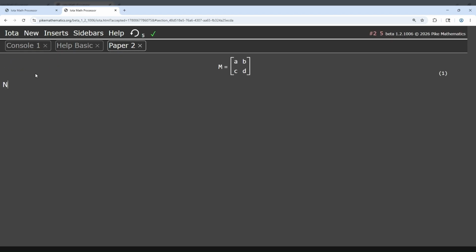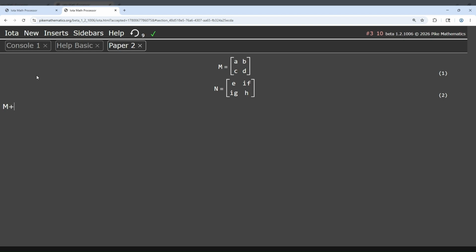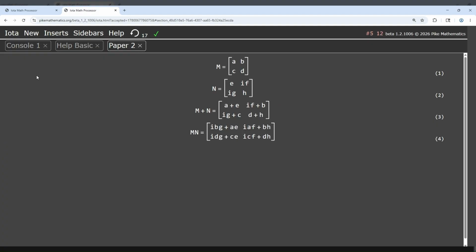Let's make another one. We'll call it N, and we're going to put some imaginary numbers in here: E, comma IF, and IG, comma H. All right, now we have two matrices. What can we do with them? The first thing we can do, probably the easiest, is to add them up. So M plus N equals, there you go. And because their dimensions are compatible, M times N, we can take their product, and you get that.